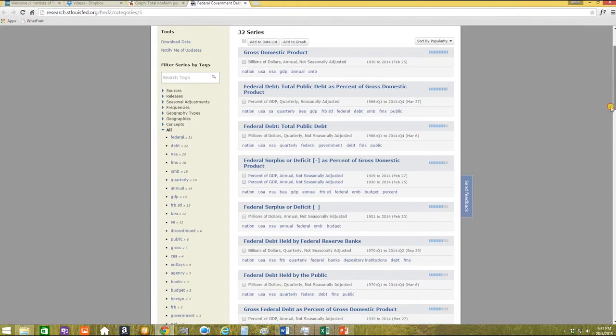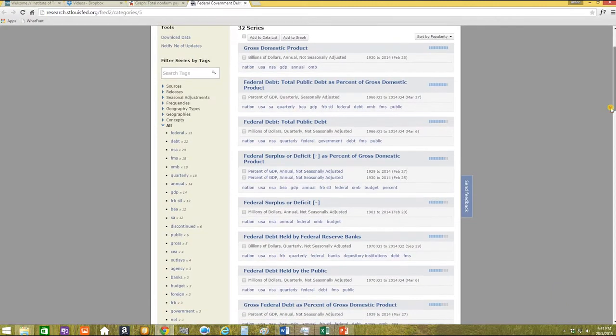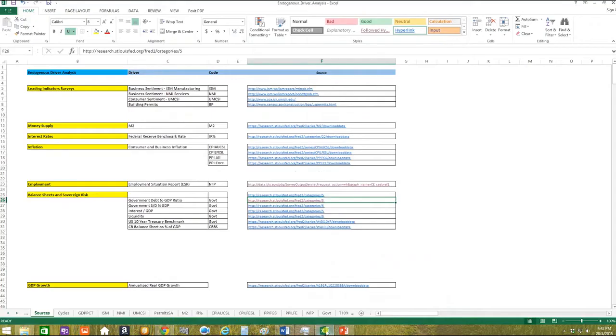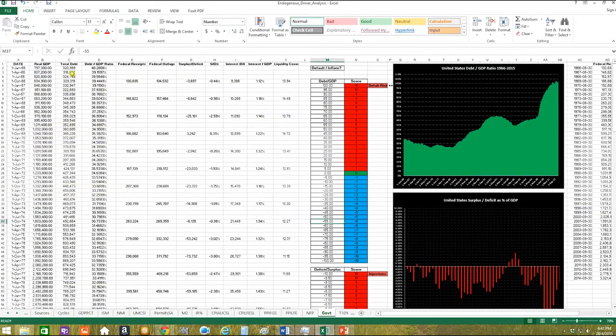And if we're going to be working out debt to GDP, we want to be looking at total public debt as a percentage of gross domestic product. Or we can take the gross domestic product stats and the total public debt stats. So in your own time, you can download those data sets and have a look at the numbers yourself. We've done all the hard work for you, going back to 1966.